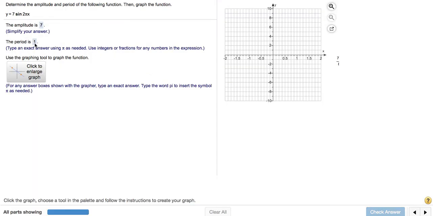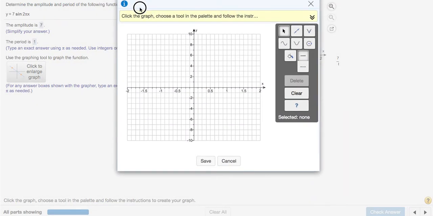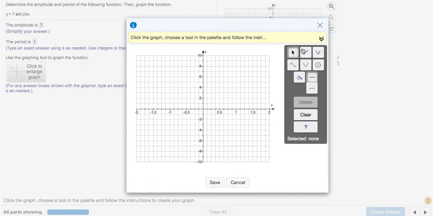So when we travel a distance of 1 on the x-axis, we will get 1 full cycle of this trig function. Now to actually graph the function itself, I'm going to click here to enlarge the graph. And there are some tools over to the side. And this one here is the Sine Tool. And this one here is the Cosine Tool. Since the function we're given is sine, I want to use this thing here.